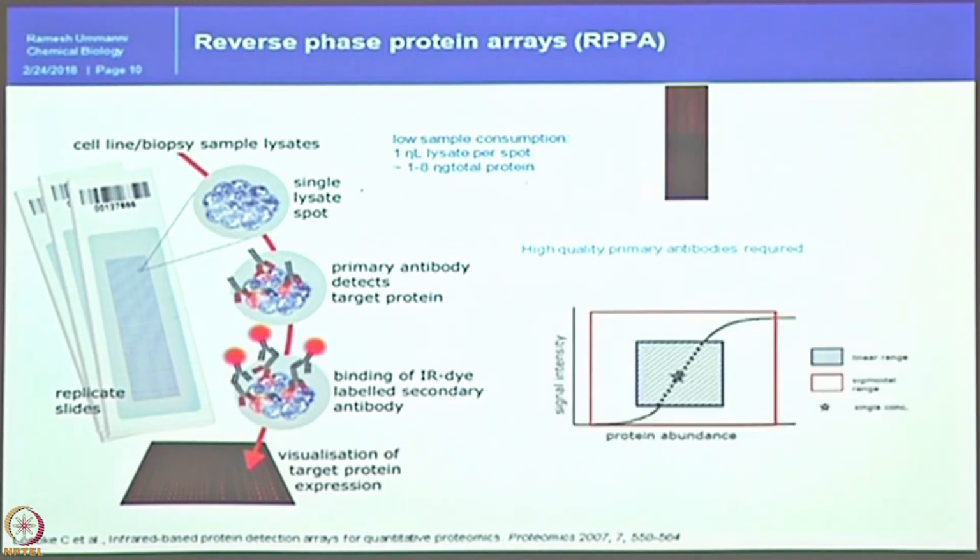So, how to, there is a way. And also there are multiple detection methods available: alkaline phosphatase detection, HRP detection, chemiluminescence, and also infrared imaging, as well as dye labeling and all.